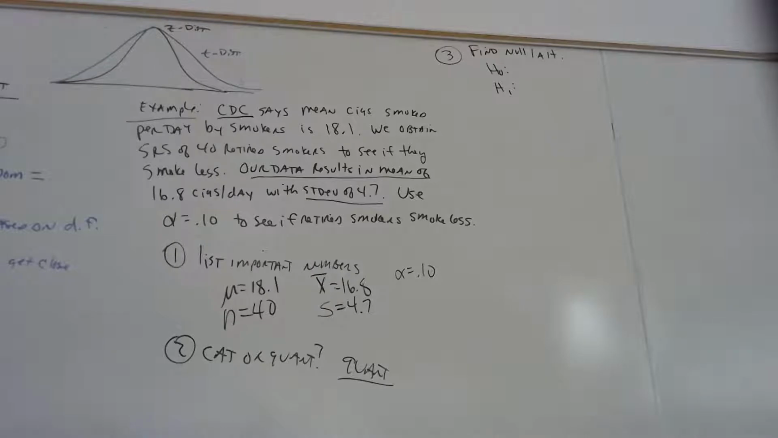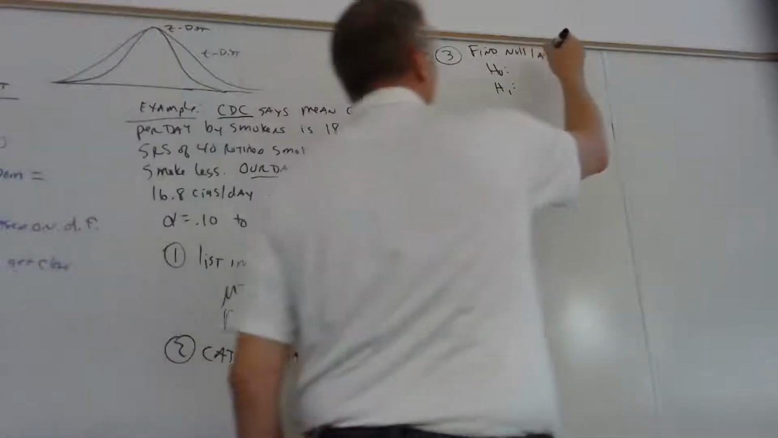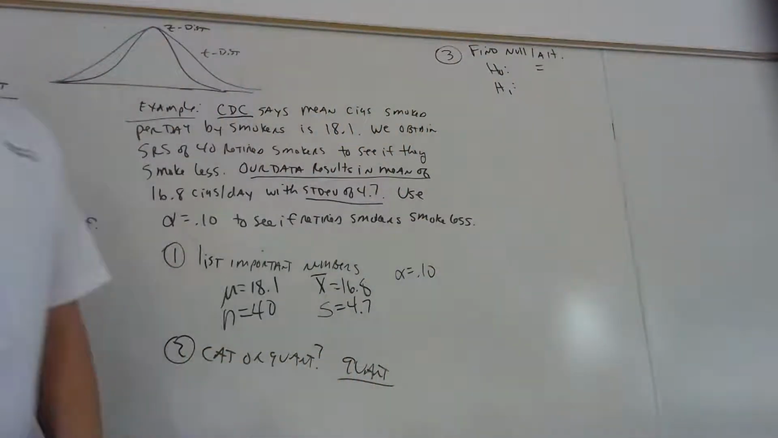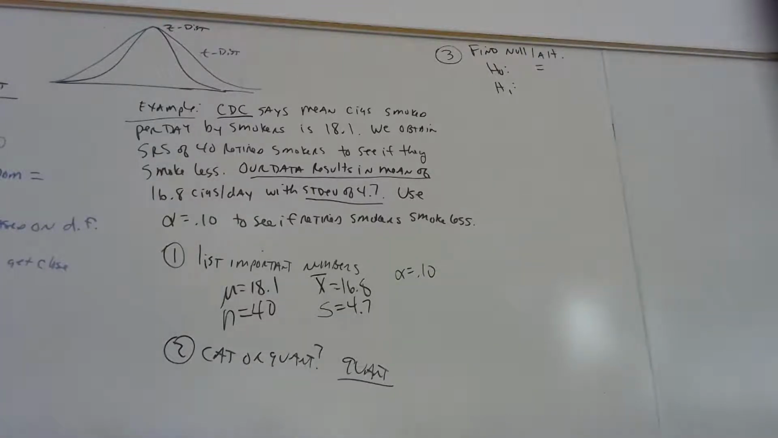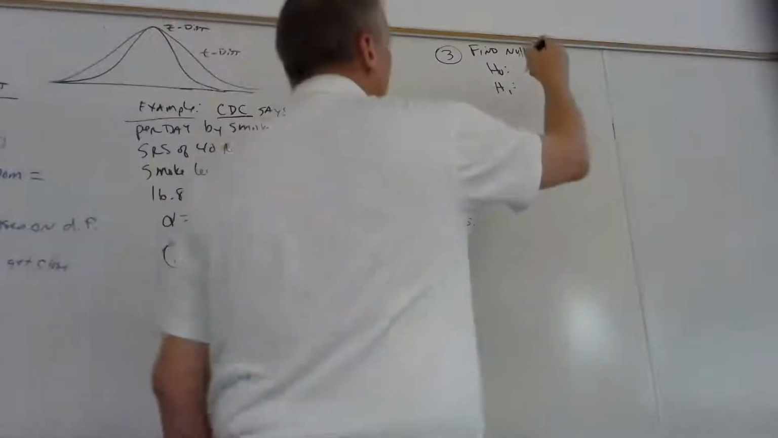Look up, what is the definition I gave you Tuesday? Mathematical statement, means no change, no difference. Okay? So what does no change or no difference mean in this equation? Equal sign. It almost always has an equal sign. There will be one case where it doesn't have an equal sign, but we'll get there when we do it. For now, we'll say it always has an equal sign. So what do you think, Jose? Mu equals 18.1.